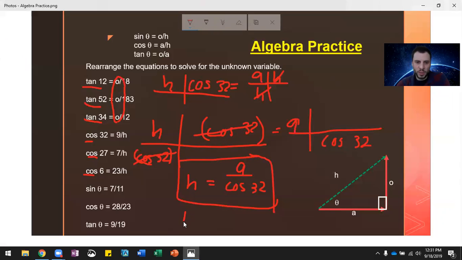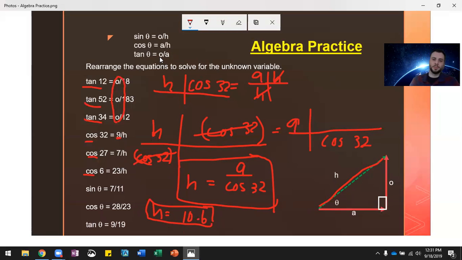So our hypotenuse is going to be 10.6 units of something. And we can double check. Remember, the hypotenuse is the longest side of a triangle. So that must mean this number should be larger than the other two sides of our triangle. It's larger than our 9, so we know that it's bigger than our opposite. So that's good so far. Seems like we're on the right track.